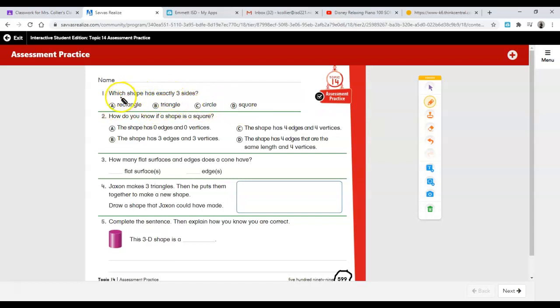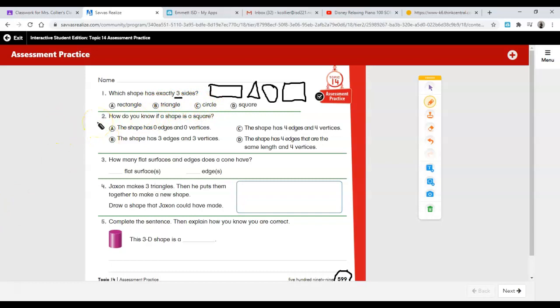Our question says, which shape has exactly 3 sides? So we're looking for the shape that has 3 sides. Is that a rectangle, a triangle, a circle, or a square? Which of those shapes has 3 sides? Then it wants you to fill in the answer choice for which one it is.